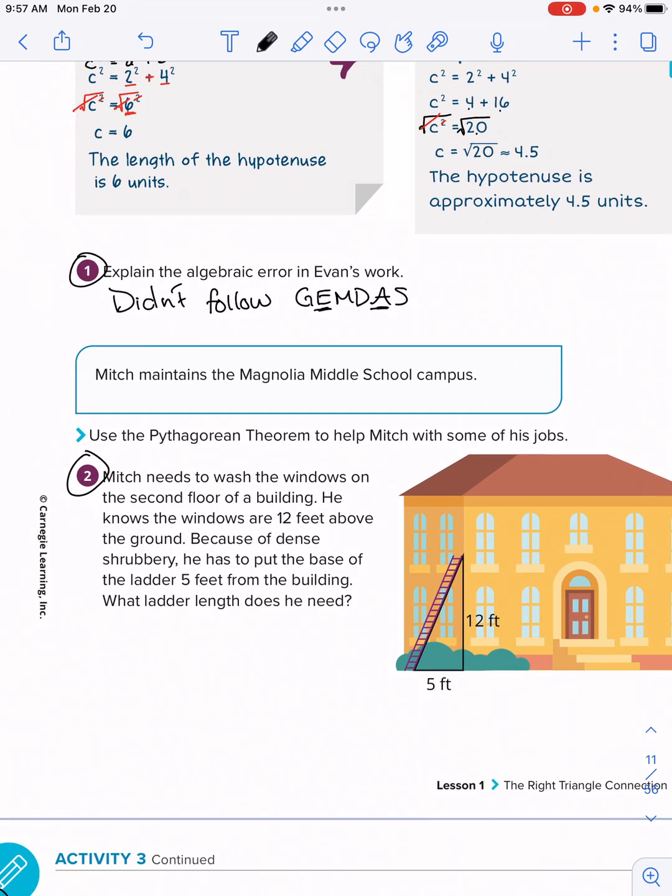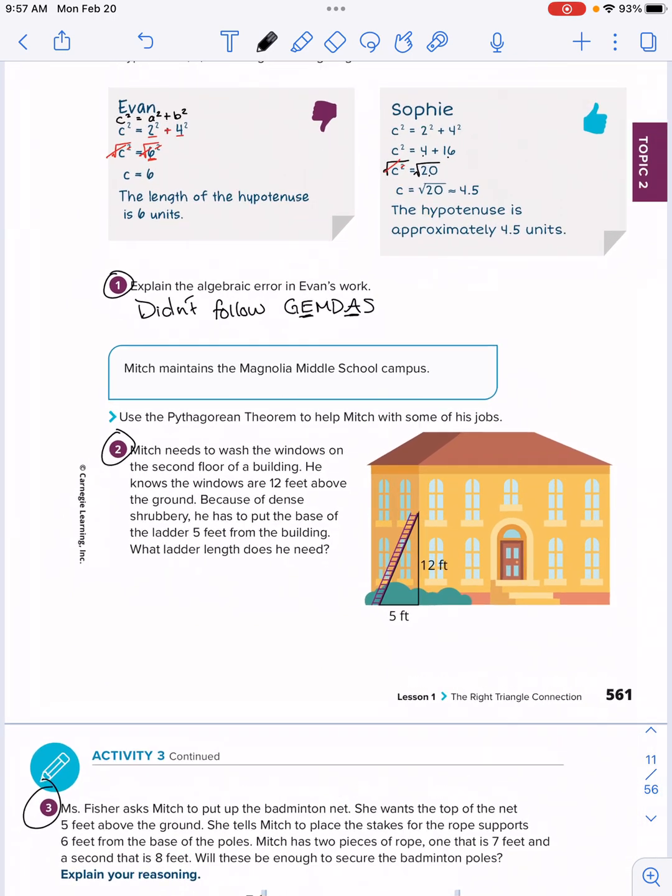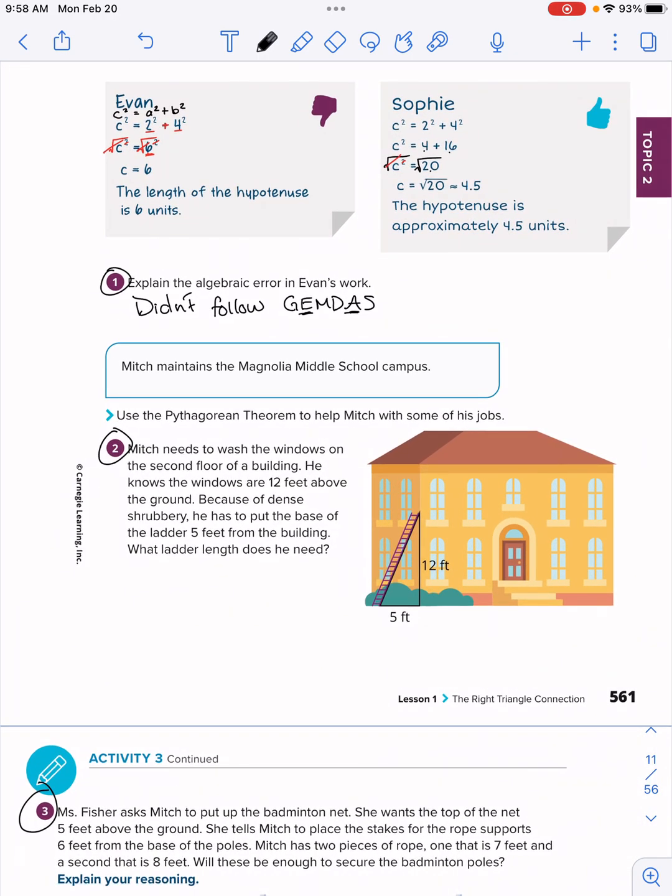Okay, next one, number 2. It says use the Pythagorean theorem to help Mitch with some of his problems. Pretty much all of these are going to have some type of context, either visual or word based. But this one is still working within finding the hypotenuse.